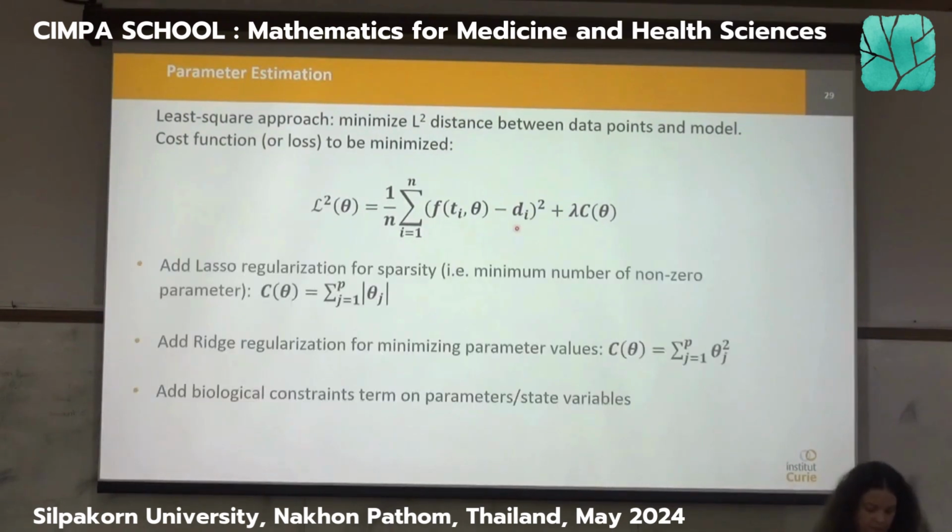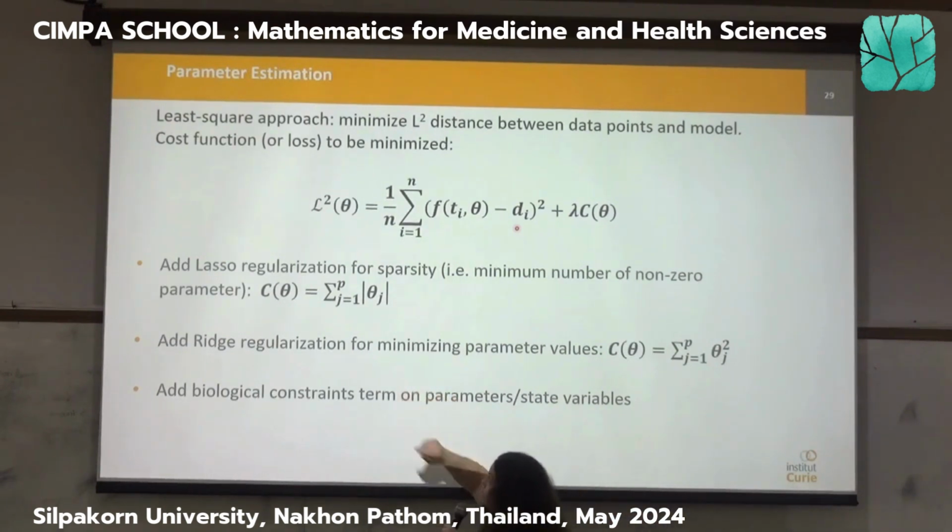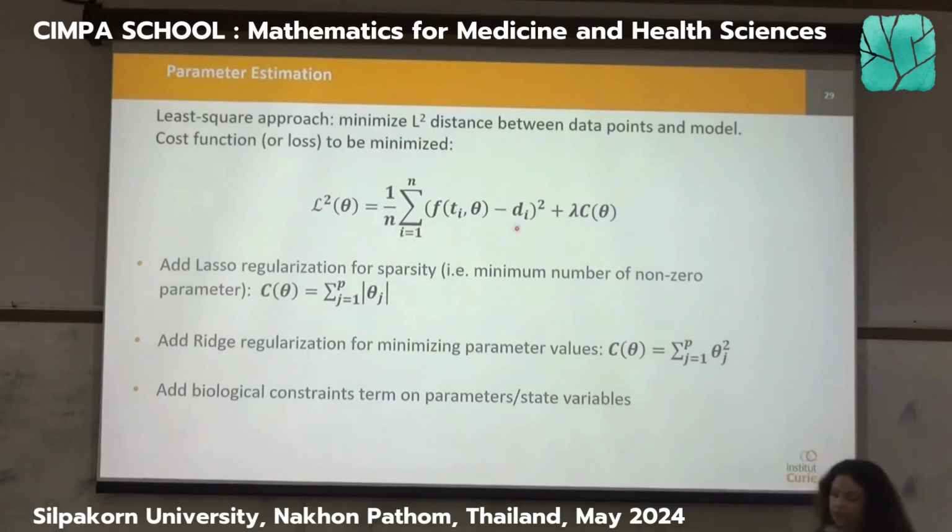And for instance, this term can be the lasso regularization, which is this. So this is the L1 norm of the parameters, theta. And this is just to ensure what we call sparsity. Sparsity is when you want the minimum number of parameters to be equal to a non-zero value. So basically you want as many parameters as possible to be equal to 0.